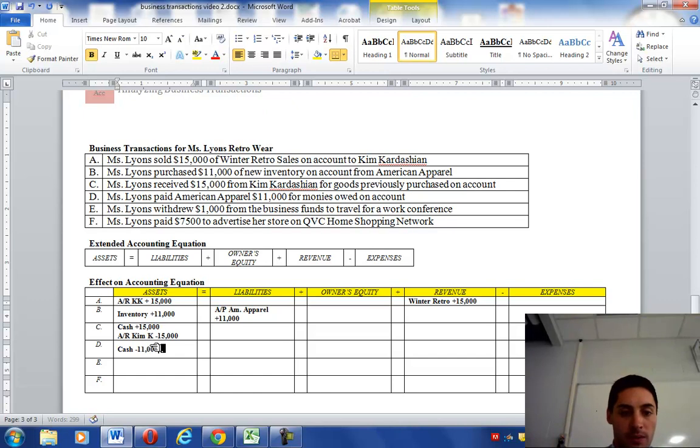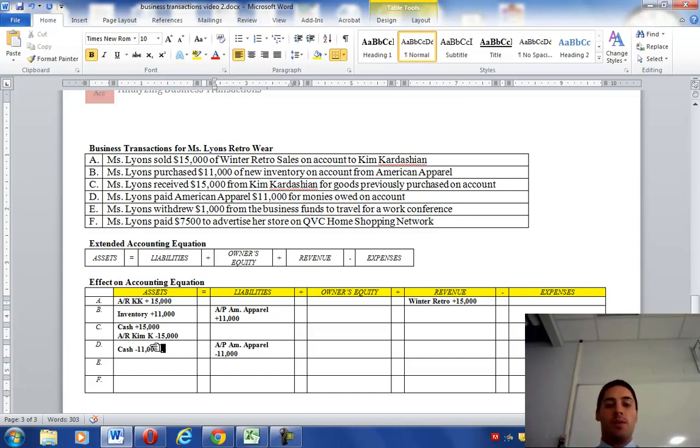Let's go ahead and see the impact this has on the equation. So cash is going to go down $1,000, and Ms. Lyons' withdrawals are going to go up $1,000. Now, at first glance, this is going to look like the equation isn't in balance. If I have something on the left going down $1,000, something on the right going up $1,000, how does that remain balanced? Negative 1,000 does not equal positive 1,000. Here's what's going on here.